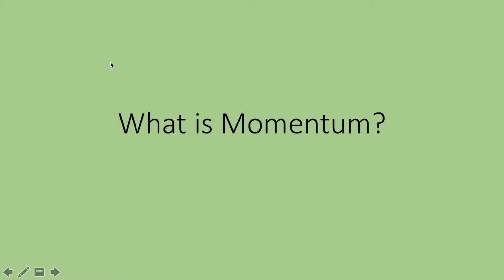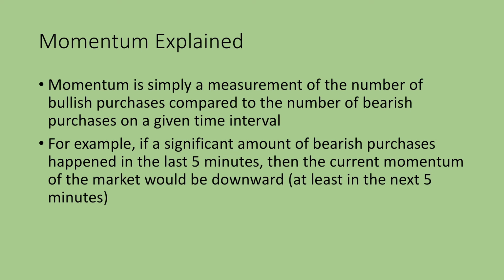Hey guys, for this first part of the presentation, I'm just going to present to y'all basically what momentum is and explain it to you first, and then we'll jump into the charts and I'll give you a bunch of examples of instances in which it works and instances in which it doesn't work. So momentum explained, all momentum really is, is simply a measurement of the number of bullish purchases compared to the number of bearish purchases on a given time interval.